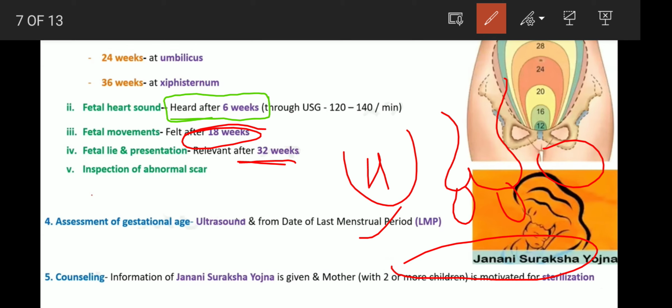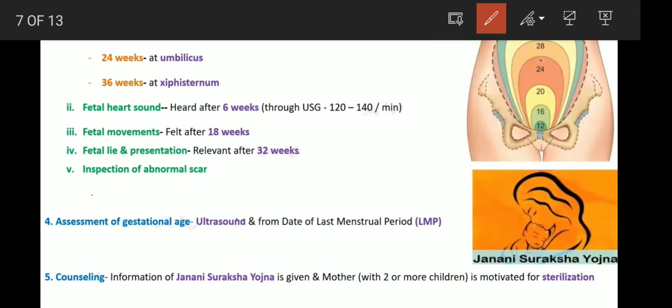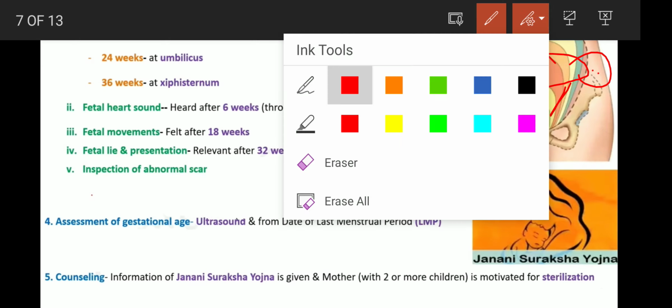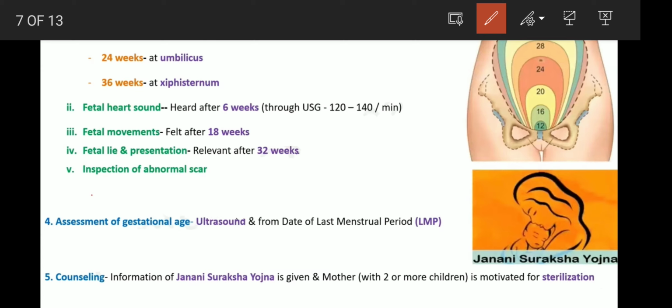Sometimes in the transverse lie, the baby might be lying transversely here, and it is not good for the delivery. Easy delivery won't be there. There will be complications during delivery. So the fetal lie and the presentation are relevant after 32 weeks.